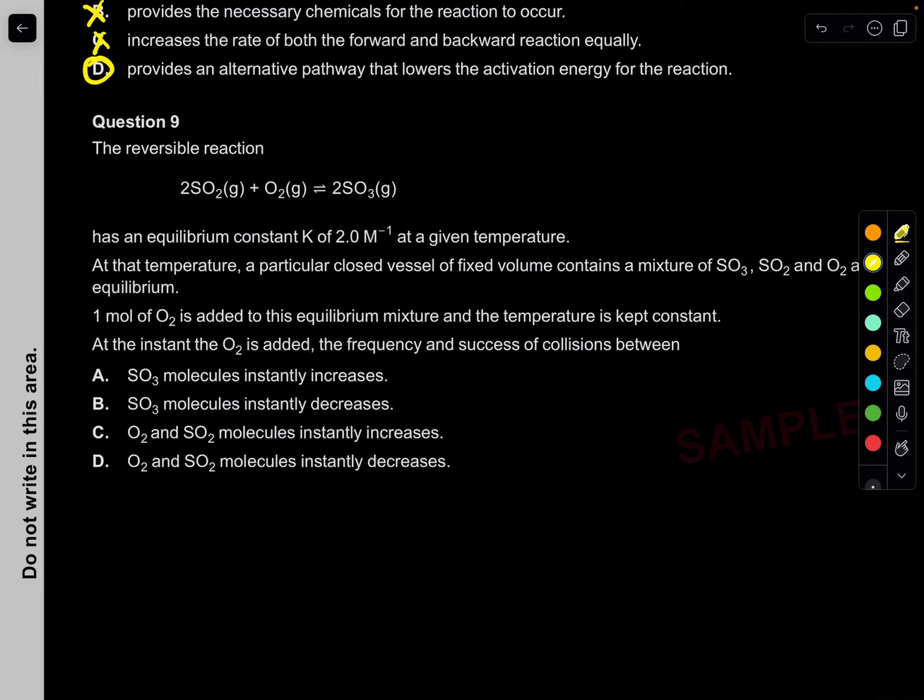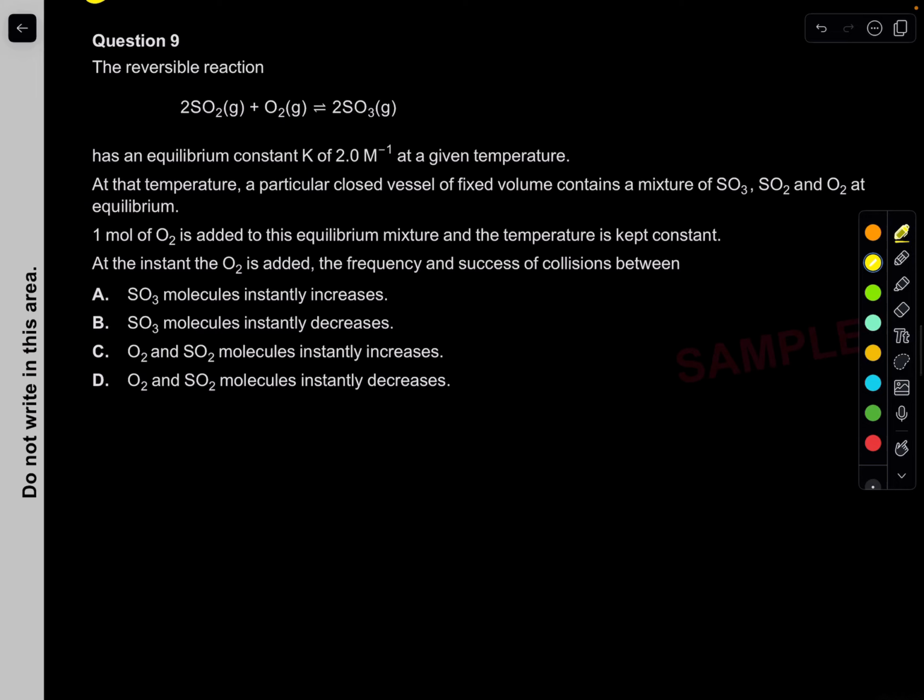So this has an equilibrium constant of this at a given temperature. At that temperature, a particular closed vessel of fixed volume contains a mixture of SO3, SO2, O2 at equilibrium. And so 1 mole of O2 is added to the equilibrium mixture and the temperature is kept constant. At that instant that O2 is added, the frequency and success of collisions between SO3 molecules increases.